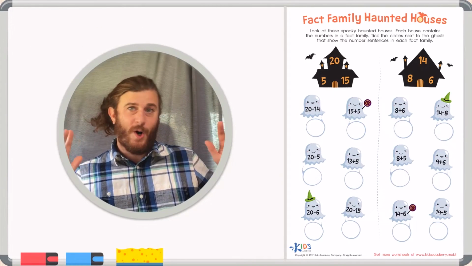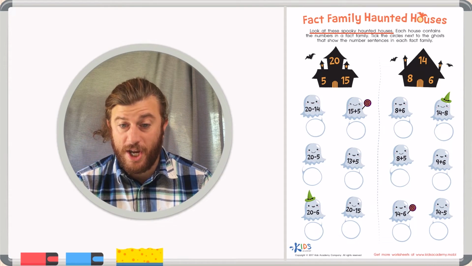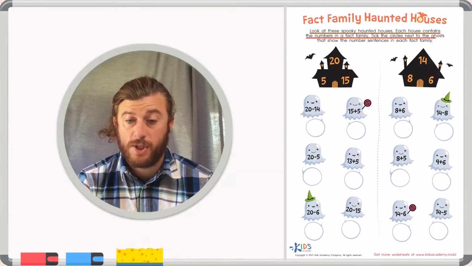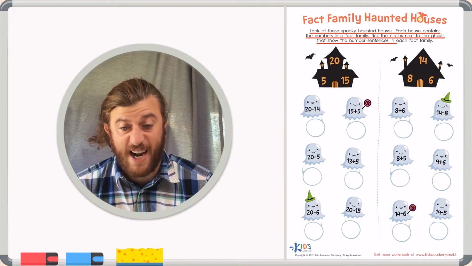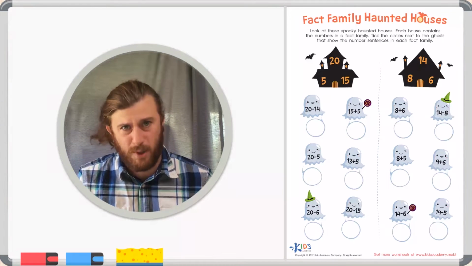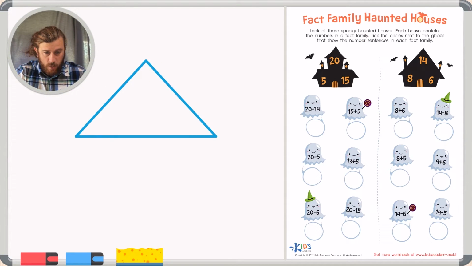Fact family, haunted houses. Look at these spooky haunted houses. Each house contains the numbers in a fact family. Tick the circles next to the ghost that show the sentences in each fact family. Remember, we're going to have to look carefully to make sure that these facts belong inside the fact family. So let's take a look at our first fact family. We have 20, 5, and 15. I always like to make my fact family triangle on my extra paper so that way I can really visualize what belongs inside the fact family.